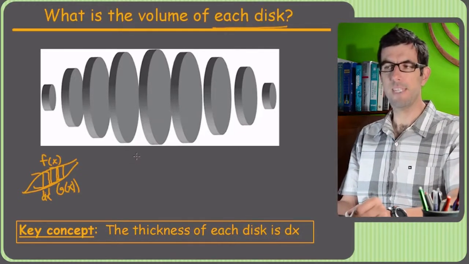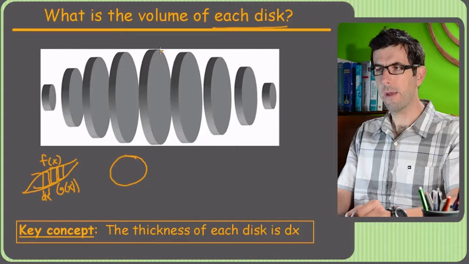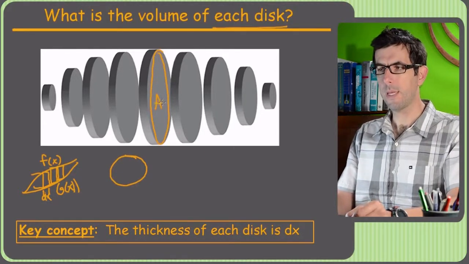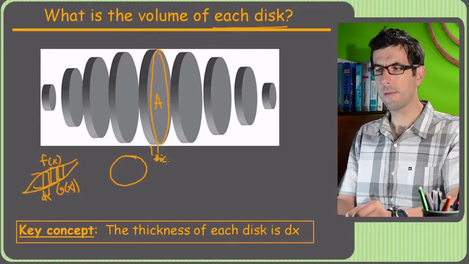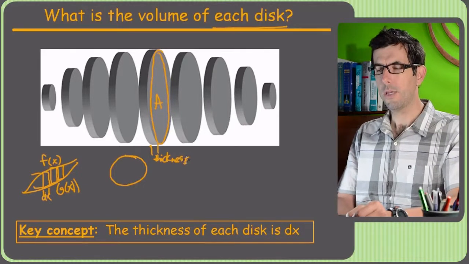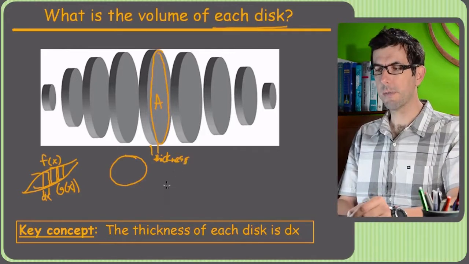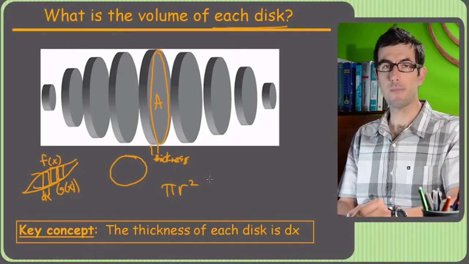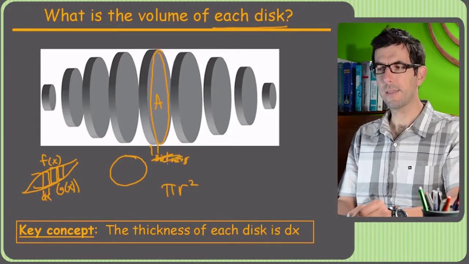The way you find the volume of a disk, it turns out, is you find the area of the disk and then multiply by the thickness. So if you know the area of this circle, and then the thickness, you can just multiply the area of the disk times the thickness of the disk to get the volume. So that's going to be pi times the radius of that disk squared. And then the really key thing is, when we use integrals, the thickness is going to be dx.